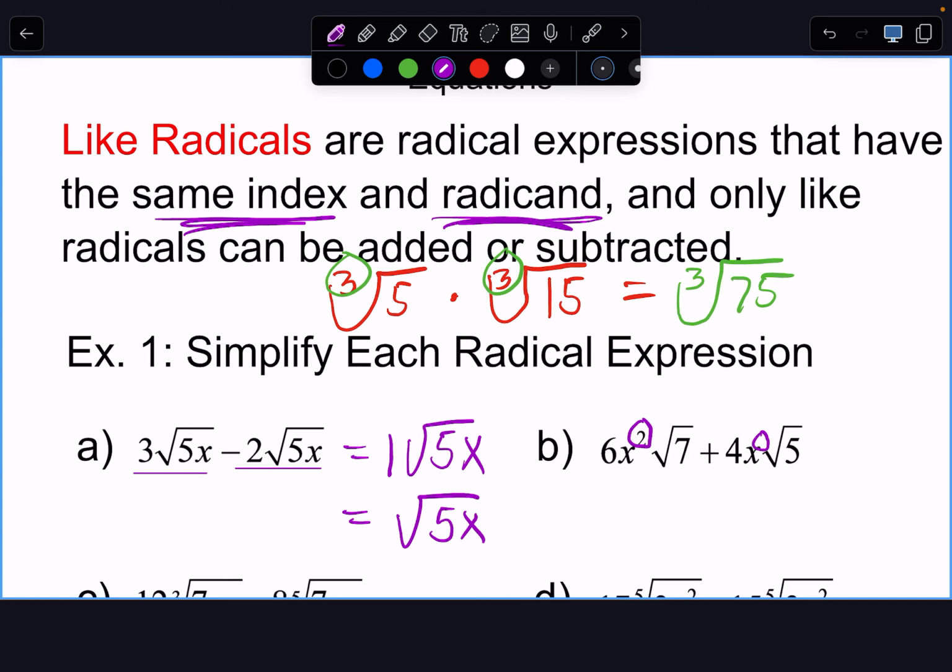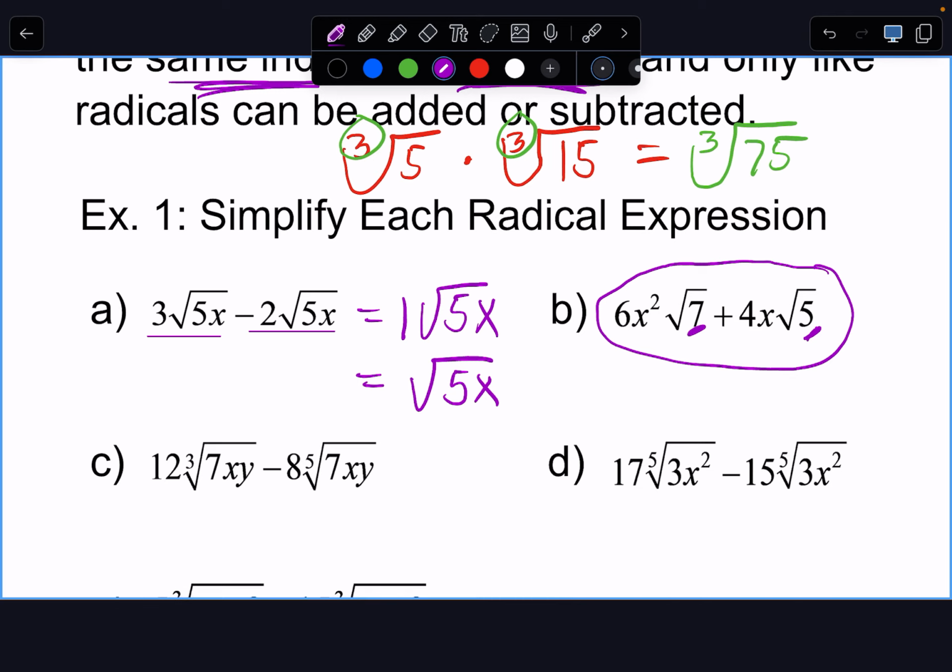Why else are they not like terms? Why are they not like radicals? They have different radicands. Great vocabulary, bro. This one has a 7, and that's a 5. So you can't do anything. This would literally just stay the same. Very impressed with your vocabulary, brother. Wow, I'm proud of you.